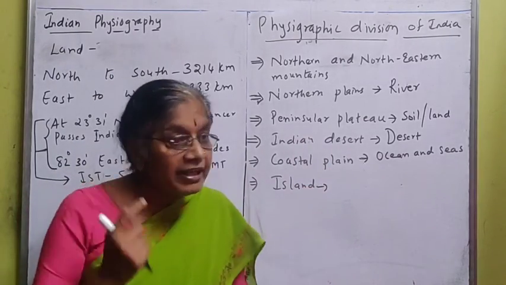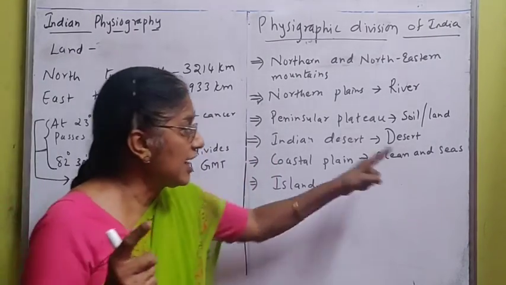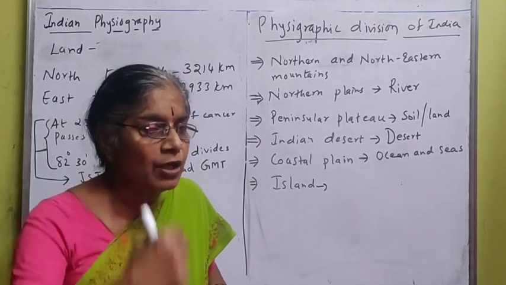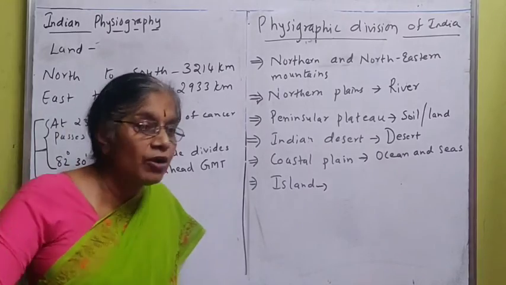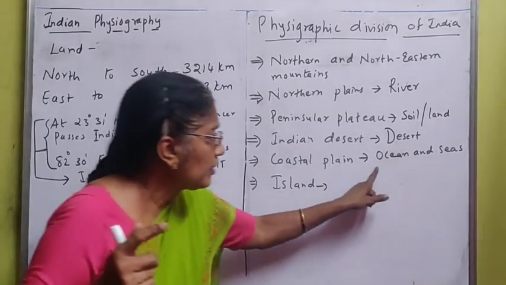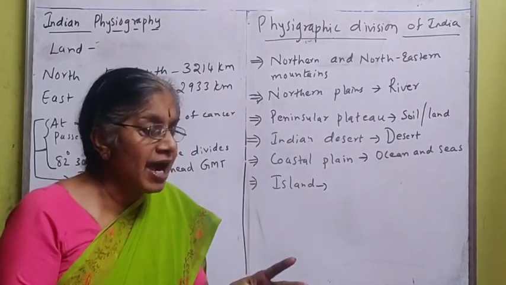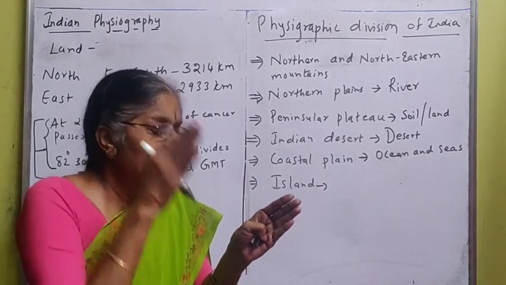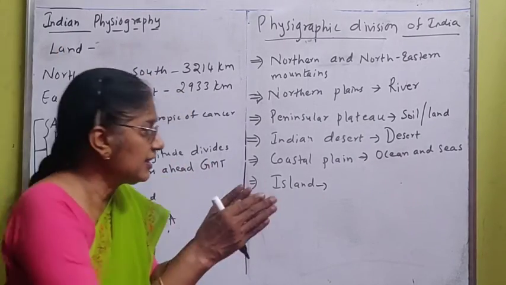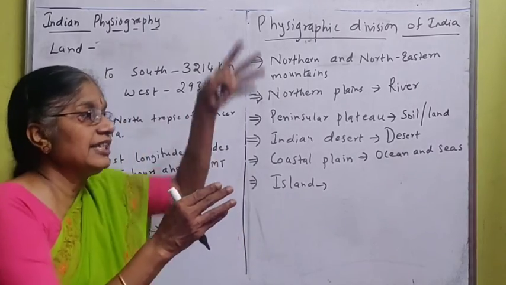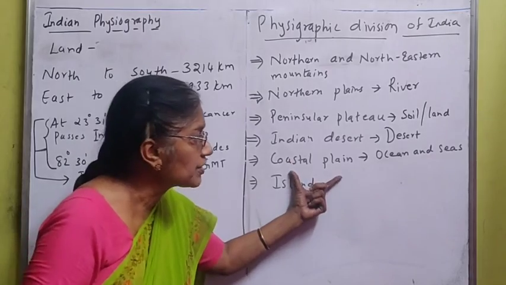Coastal plain. Our India is a peninsular country. On the western side Arabian Sea is there, on the south side Indian Ocean is there, and on the east side Bay of Bengal is there. So the land part between the Eastern Ghats and the Bay of Bengal, and the land part between the Western Ghats and the Arabian Sea, that we call the coastal plain. So we have coastal plain also.